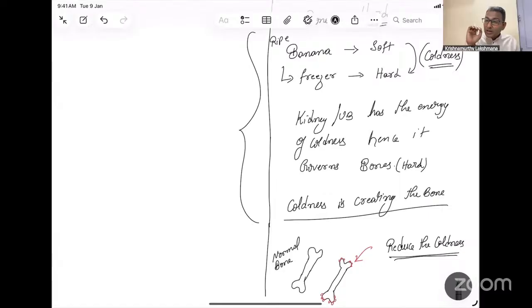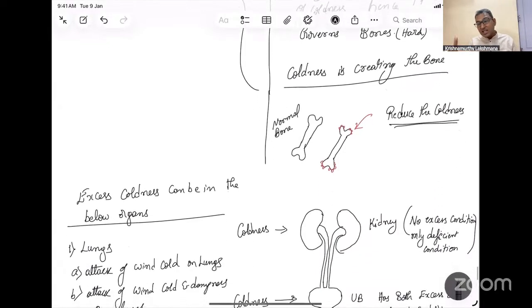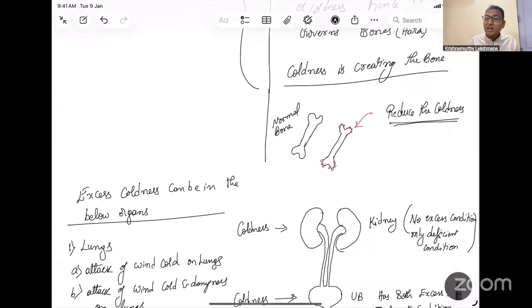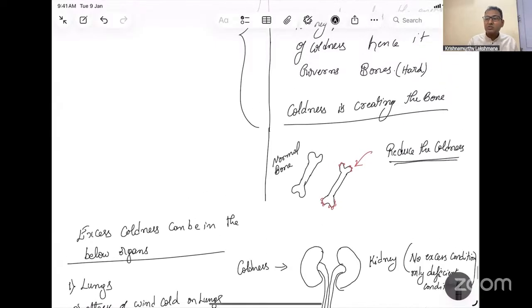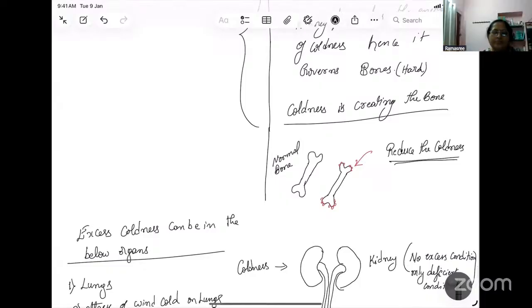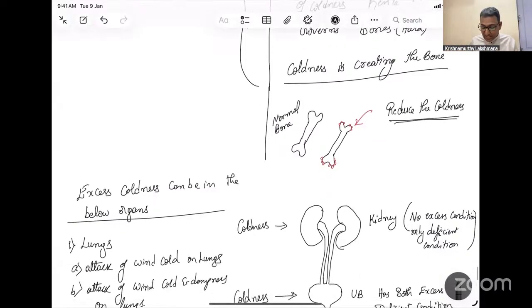And so for each concept, you have to create a logic. Every statement which the book says, for that you have to come up with the logic. Now, whenever there is excess coldness, arthritis, rheumatic arthritis, etc. The coldness is more, right?